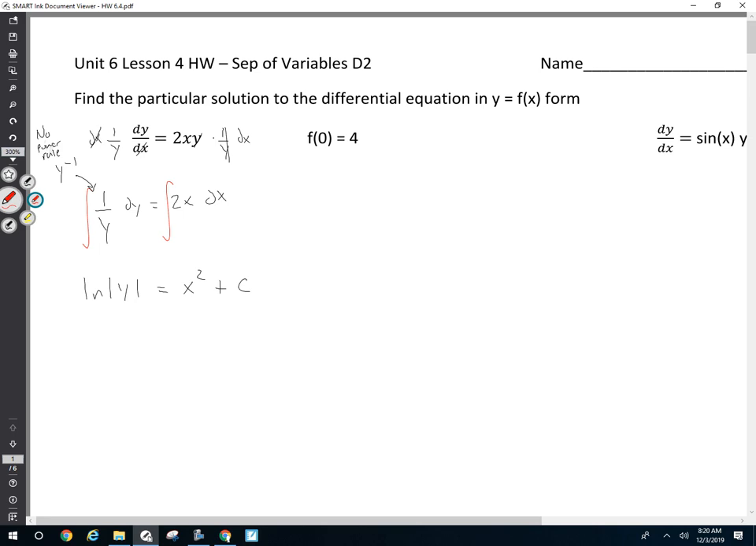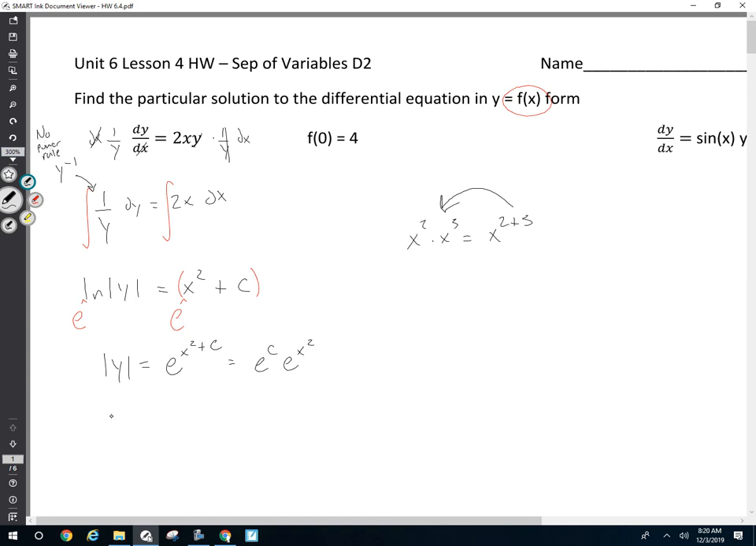Now, to solve for y, we want our solutions in y equals f of x form. I'll take e to the power of both sides to get rid of the log. When we take e to the power of the right side, make sure the c is in the power of e. Now, you're going to get absolute y is equal to e to the x squared plus c. We know through exponent rules that you could write this as e to the c times e to the x squared, right? It's the whole x squared times x cubed equals x to the 2 plus 3. We are taking x to the 2 plus 3 and turning it into that.